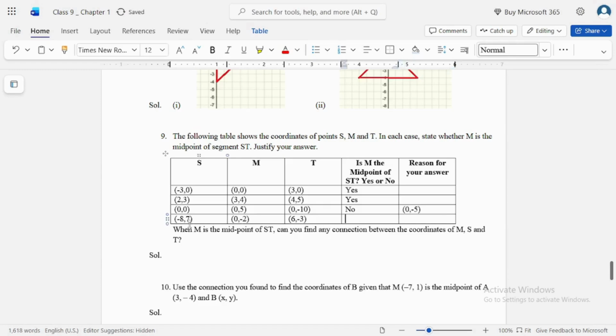Now coming to the fourth one, -8 plus 6, which is -2, whole divided by 2, which is -1. So the actual midpoint should be -1. 7 minus 3, 4 divided by 2, which is 2. But here it was given 0, -2. So this M is not the midpoint of ST. The actual midpoint is -1, 2.